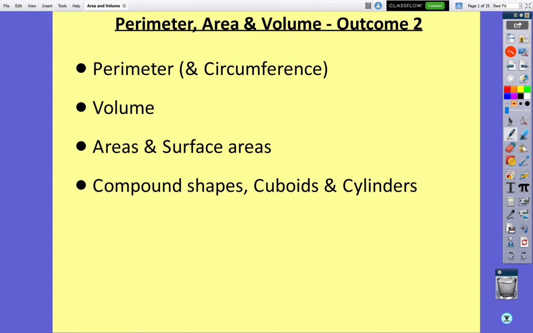So I'll put this up now so it gives you a head start, but this is a good outcome to do because a lot of it is very accessible. It's not massively difficult. It's focusing on perimeter and circumference for circles, volume of cuboids and cylinders, so that you're essentially only dealing with two 3D shapes. The cuboids and the cylinders are your 3D shapes, and we'll look at compound shapes for 2D area and perimeter.